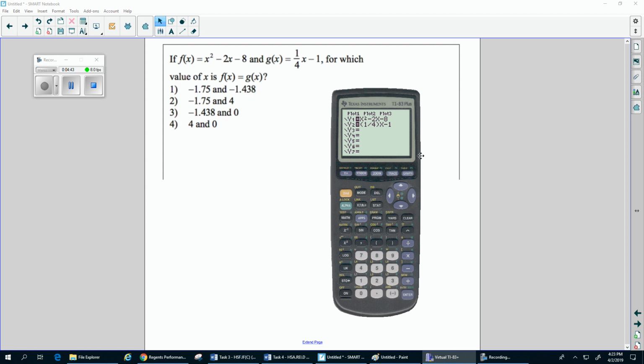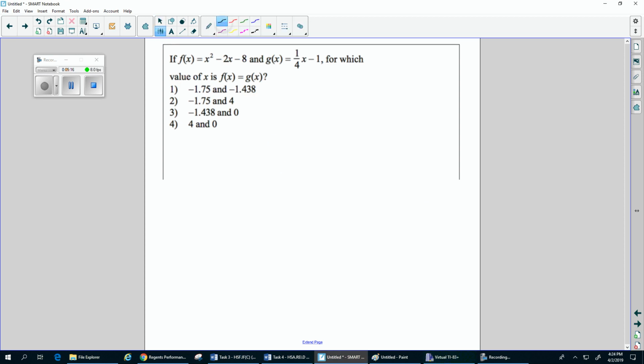You see I entered f of x and g of x. I'm looking for their intersection points. I noticed there's 2. So if I want to find their intersection points, you press second, trace, and we want intersect, which is the number 5. First curve, hit enter. Second curve, hit enter, and then guess. So I'm going to move the blinker closer to where I think the intersection is, right about there. And I get this 1 point here. Okay, so let's write that down. X is equal to negative 1.75, and y was equal to negative 1.4375.